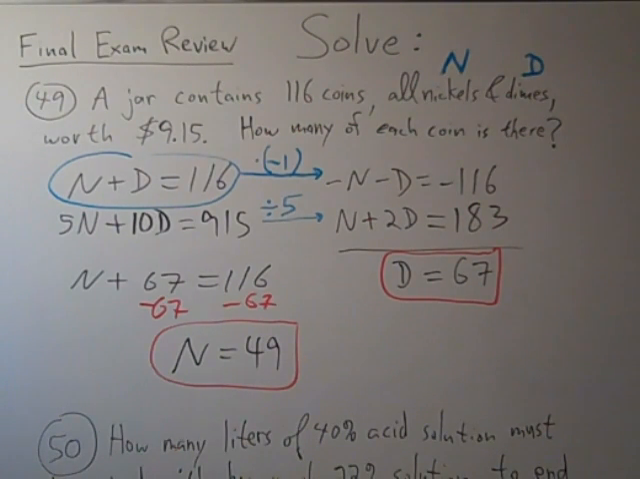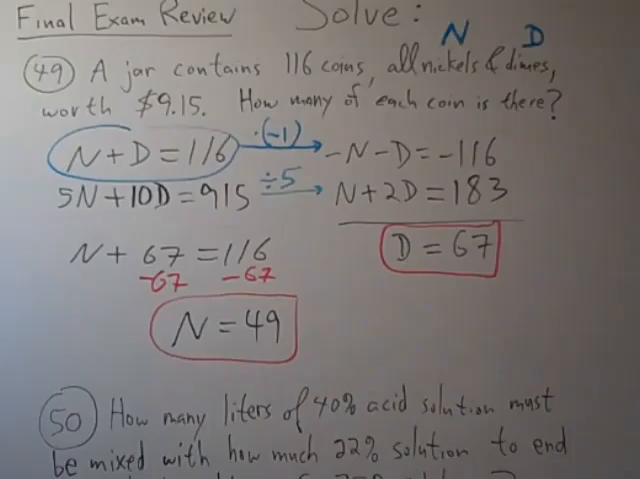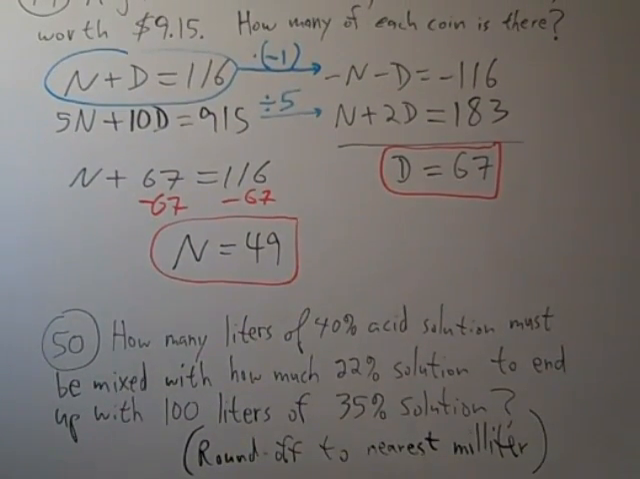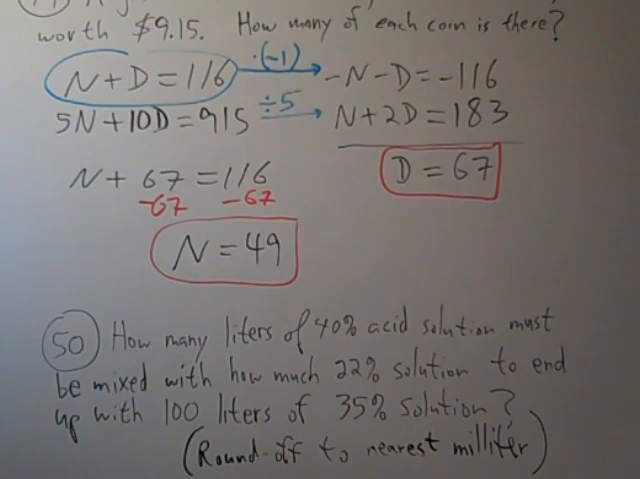I've solved this one using the elimination method. You could have also solved it, of course, using Cramer's rule. Now let's look at the second question here, problem number 50. It says, how many liters of 40% acid solution must be mixed with how much 22% solution to end up with 100 liters of 35% solution?